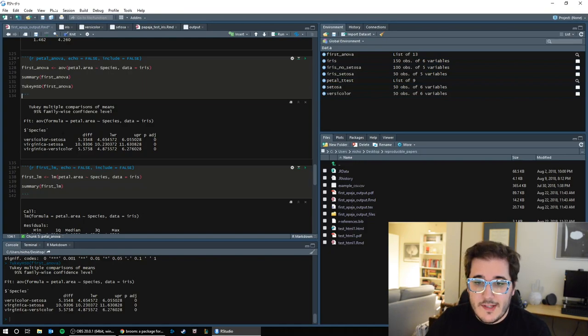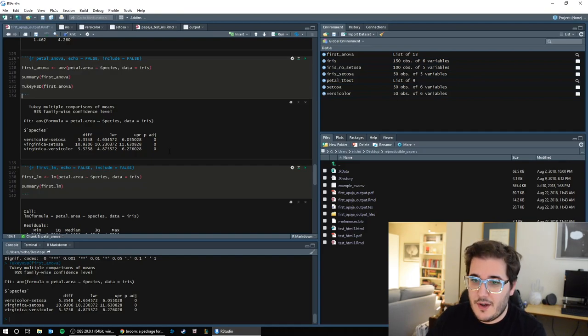And when we print that, we see that for Versicolor to Setosa, the difference in petal area is 5.3, and the adjusted p-value is 0, so that would say that the area of Versicolor is different from the area of Setosa, and it does that for each pair of species. Since we have 3 species, we need 3 comparisons: Versicolor to Setosa, Virginica to Setosa, and Virginica to Versicolor. As you can see, those differences are all quite big, and the adjusted p-values are all 0, so less than 0.05, so we would say that all 3 species have significantly different petal area compared to one another.